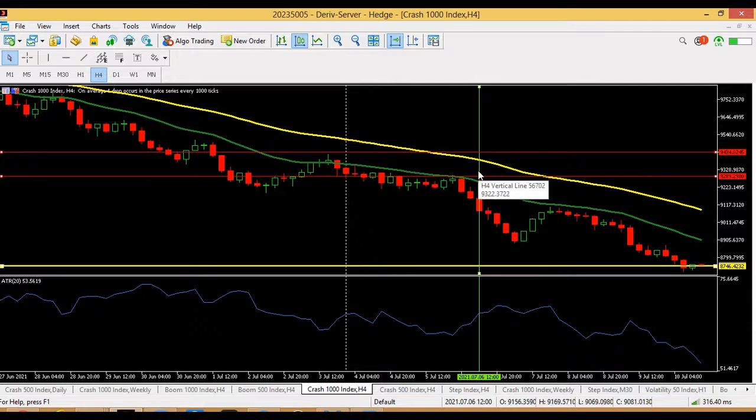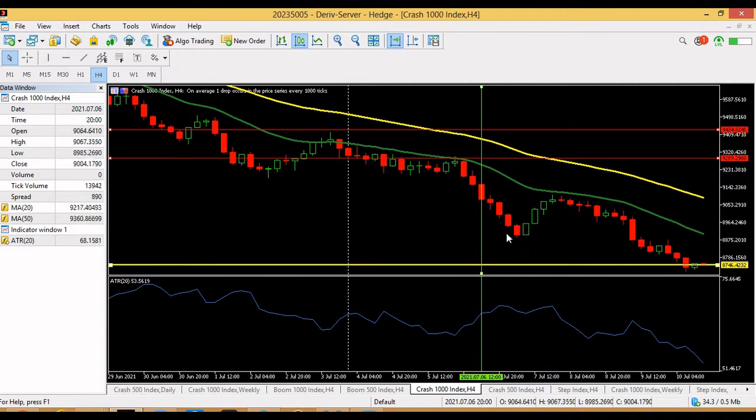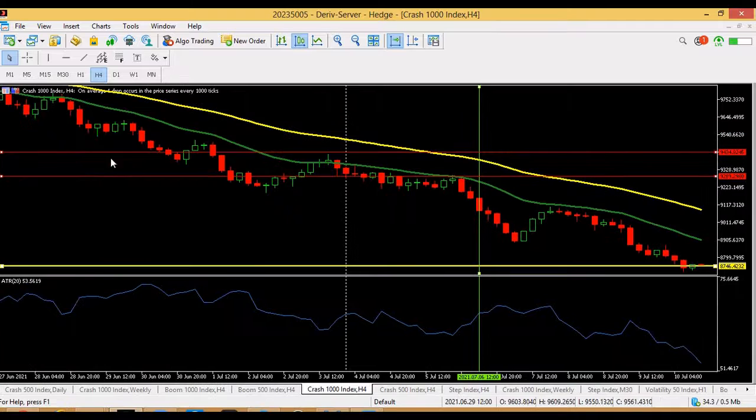This is why you use ATR, so that even though the market retraces down here, it will only be dancing in this area, and it will not come and hit your stop loss above this 50 moving average.